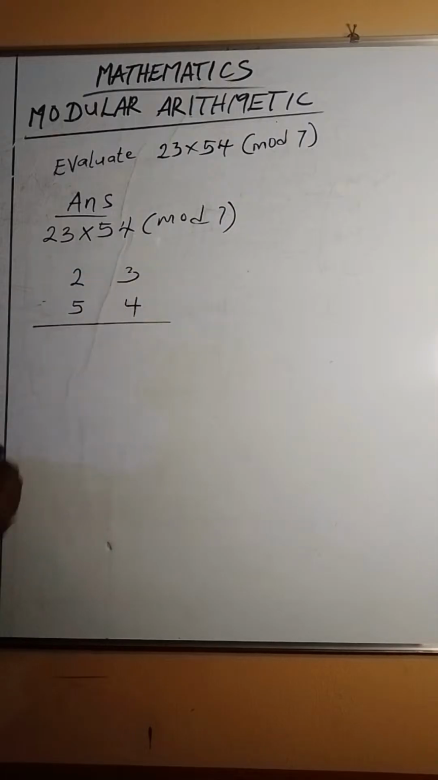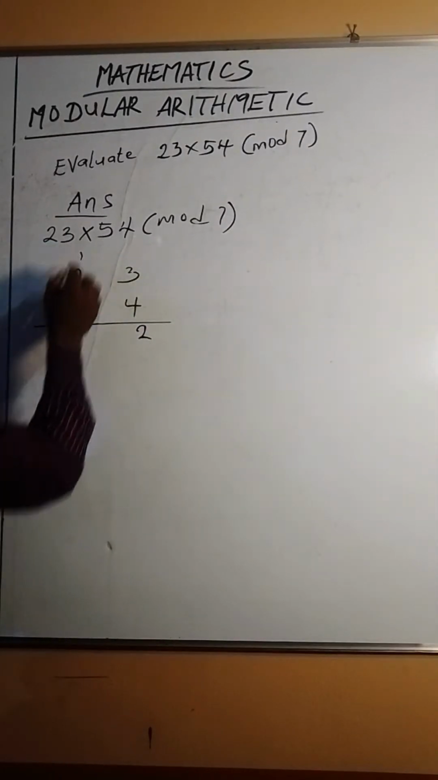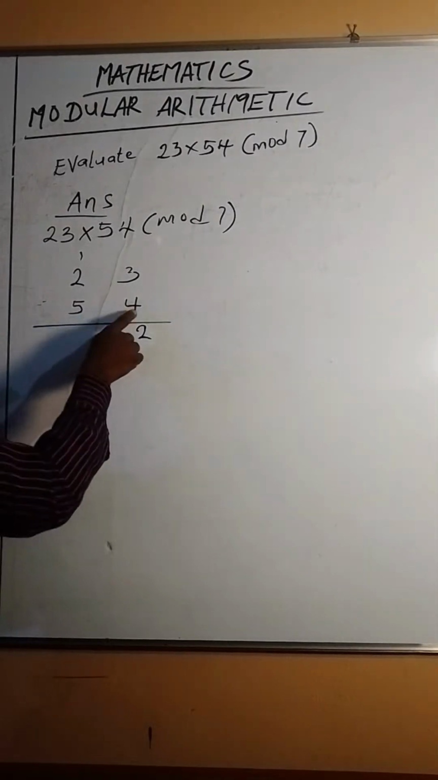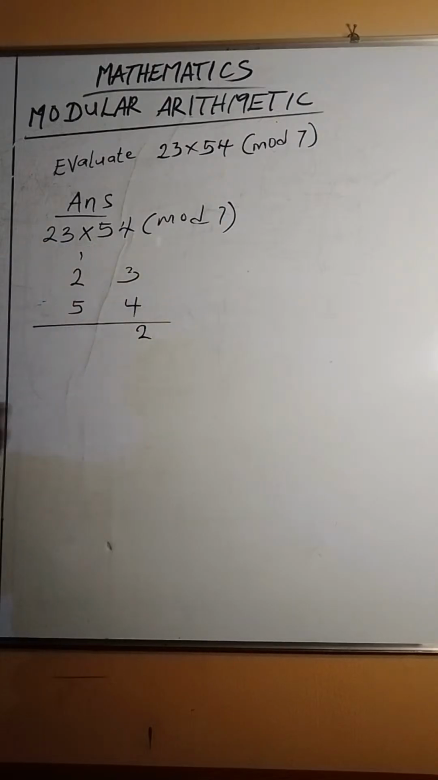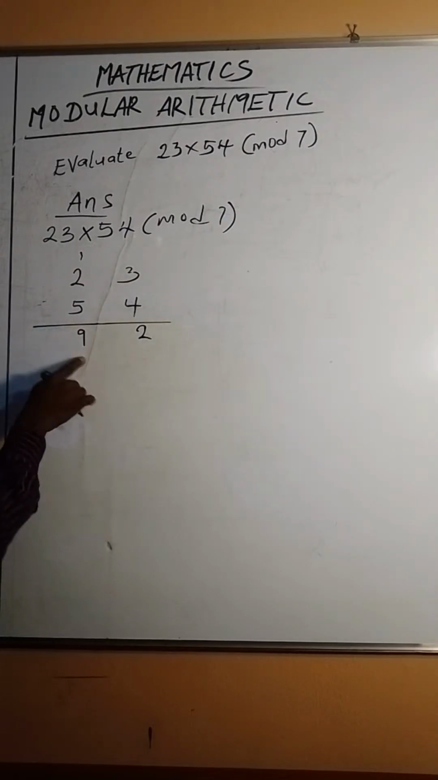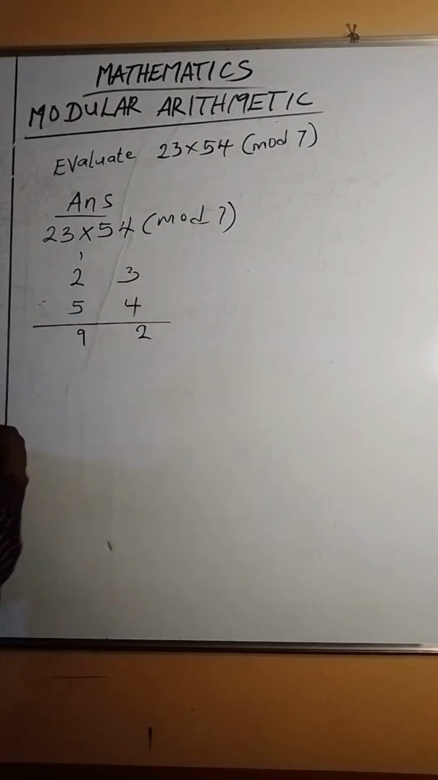4 times 3 is 12. So we write 2 and take 1 to this other side. And 4 times 2 is 8, plus this 1, we have our 9 situated here. Then 5 times 3 is 15.